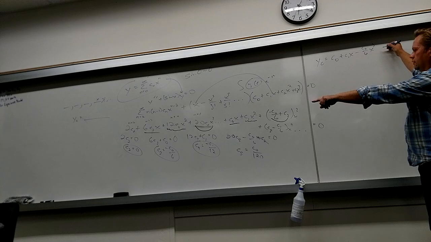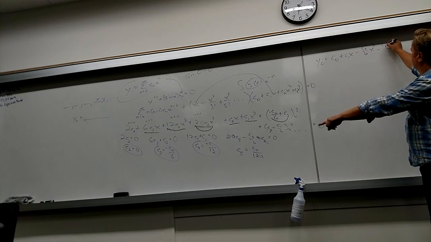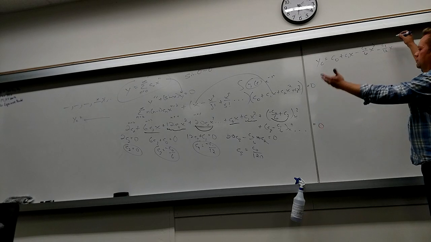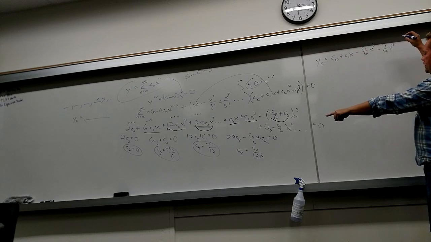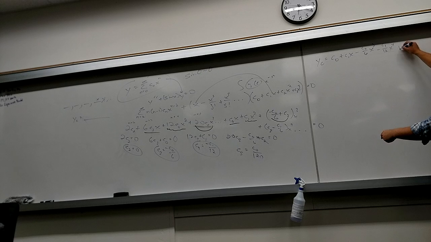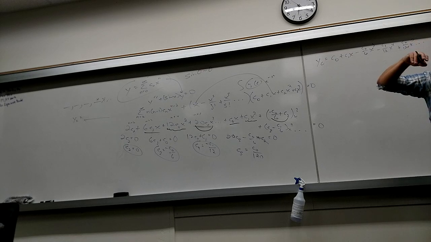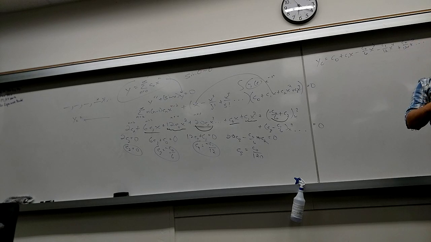So let me see, what else we got? C4, so it'll be minus C1 over 12, x to the 4th. And then C5 plus x to the 5th. And please always put those dots, otherwise I'm worried that you think that it stops.